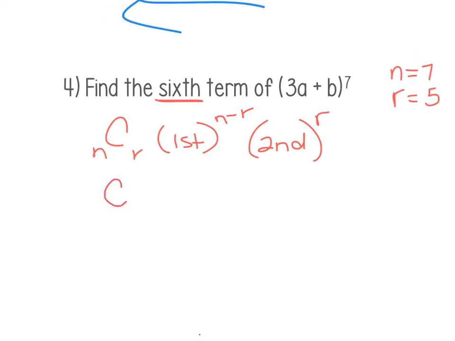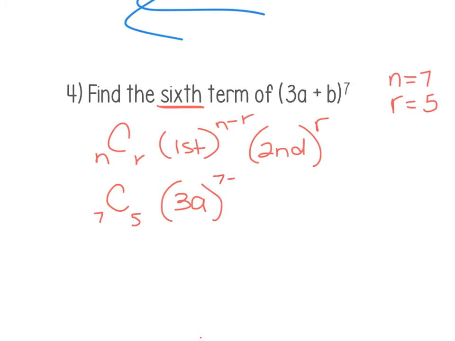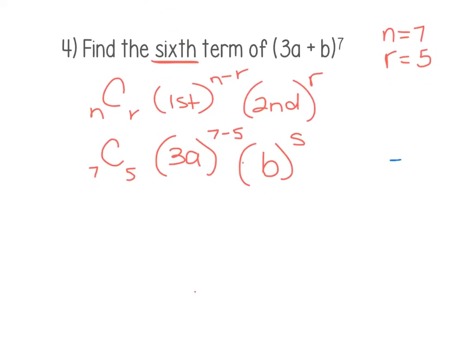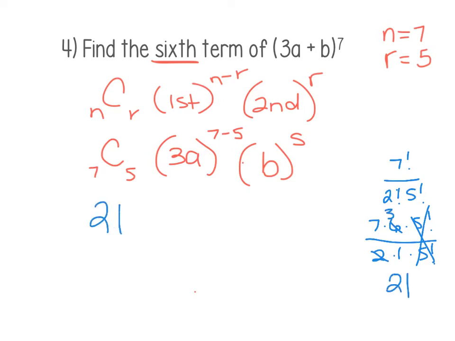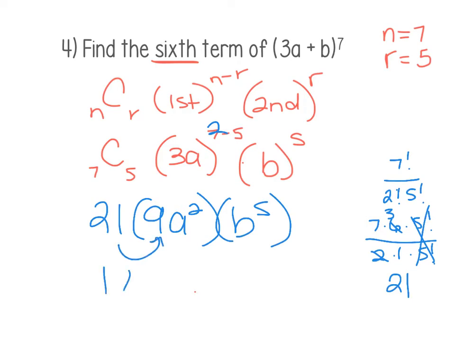So this is C(7, 5), (3a)^(7 minus 5), and b^5. So 7 over 5, or sorry, over 7 minus 5, which is 2, times 5. 7 times 6 times 5 factorial over 2 times 1 times 5 factorial. This cancels. 2 goes into 6, 3 times 7 is 21. This would be raised to the second power. That would be 9a squared and b to the 5th. And then 21 times 9 is 189a squared b to the 5th.